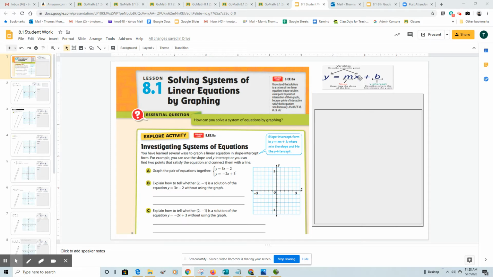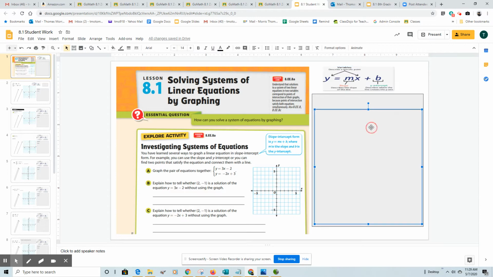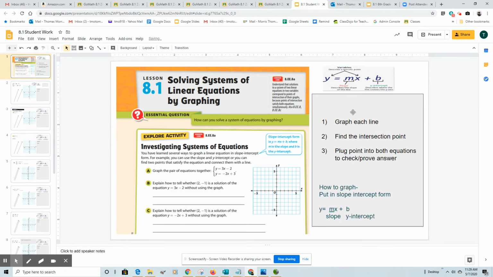So it's very important for you guys to know how to use the slope-intercept form, which we did use in a lesson last month. And so just a quick review, whenever you have an equation in this form, the number that's in front of the x is the slope, and then the number to the right is the y-intercept. We'll go over that in just a second. And this is how you'll do it. You're going to graph each line. You're going to find the intersection point, and you can plug that intersection point into both of the equations to prove that it is correct.